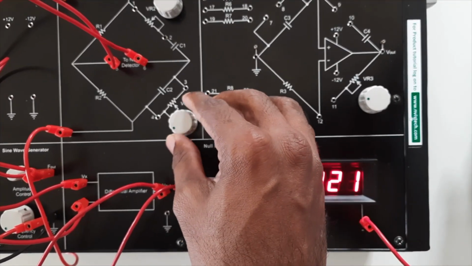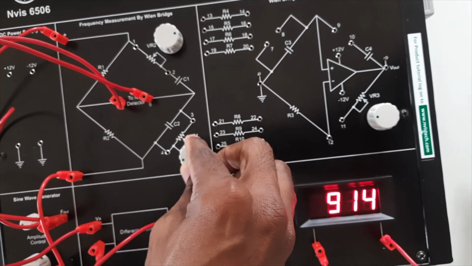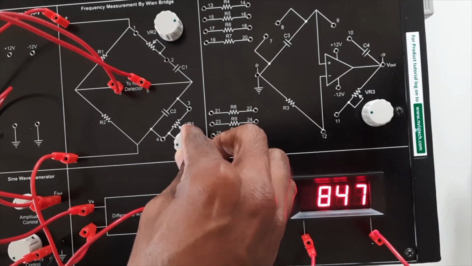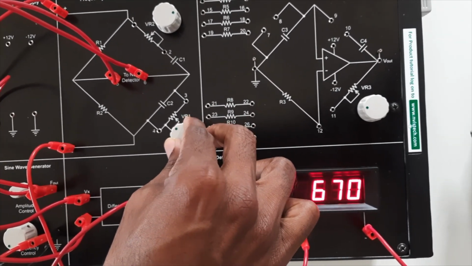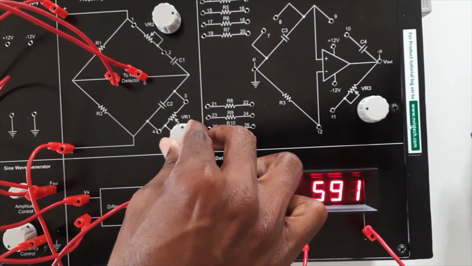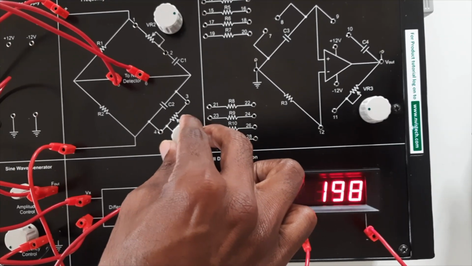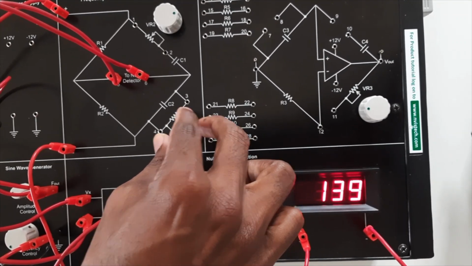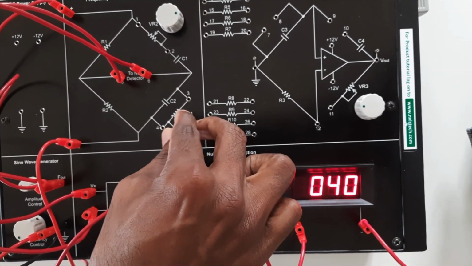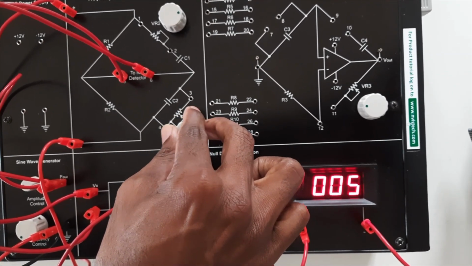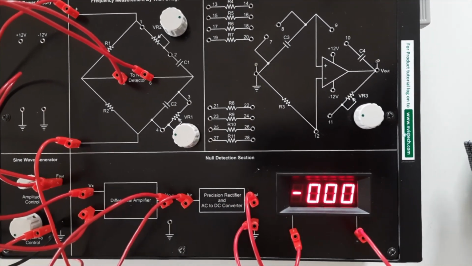Now by changing the VR1 potentiometer, okay, you can observe the 7 segment display reading. So when you are increasing this VR1 resistance, the circuit is going to be balanced. So try to change this knob until you get 0 reading in the display. Okay, so now it is 0, means under balanced condition.